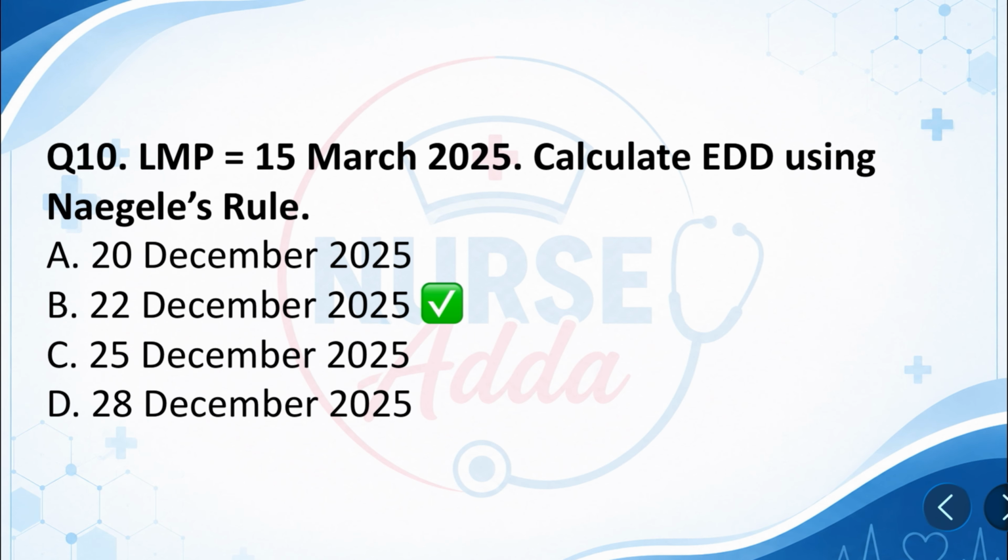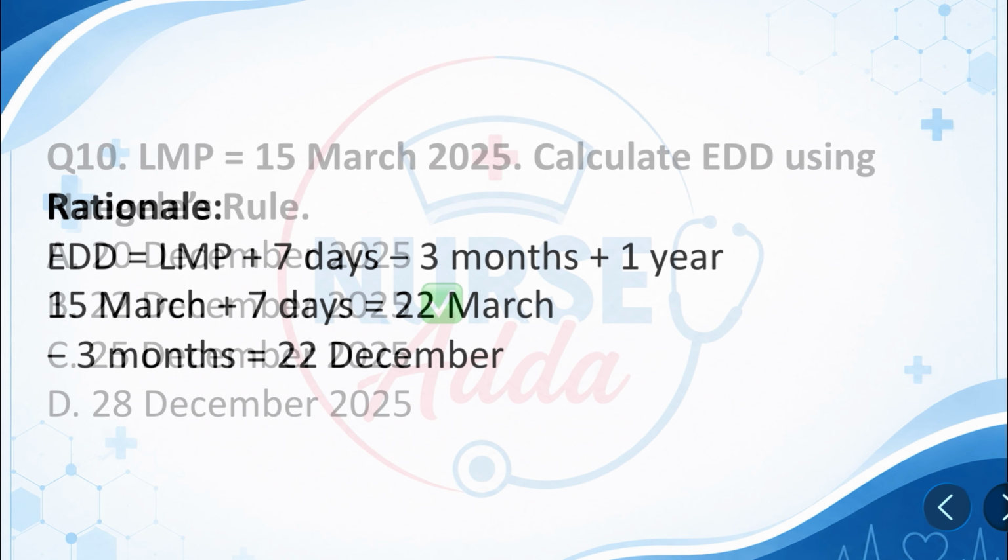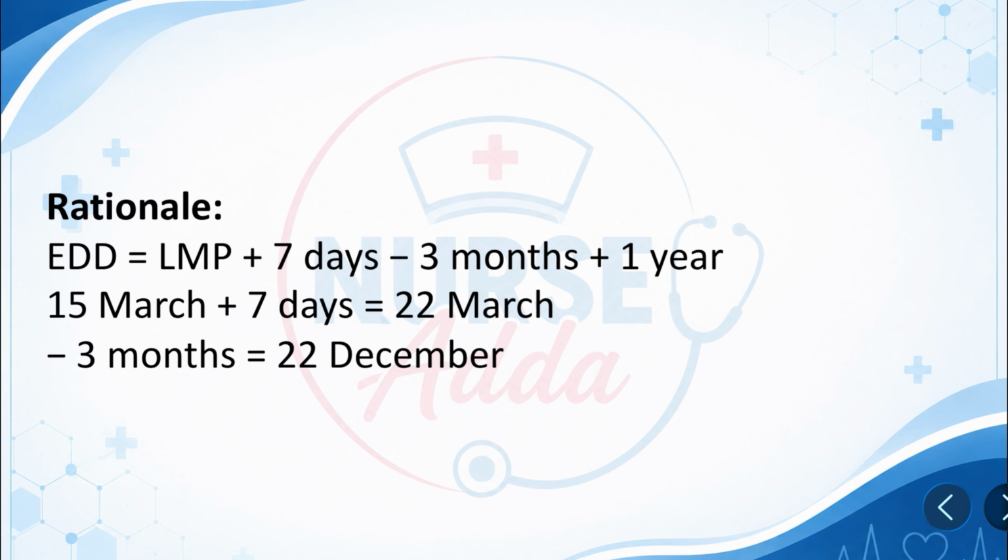Moving into the next question, question number 10. LMP is equal to 15 March 2025. Calculate the EDD using Naegele's rule. So here the right answer is option B. Rationale: EDD is equal to LMP plus 7 days minus 3 months plus 1 year. By this we get the right answer, 22 December.